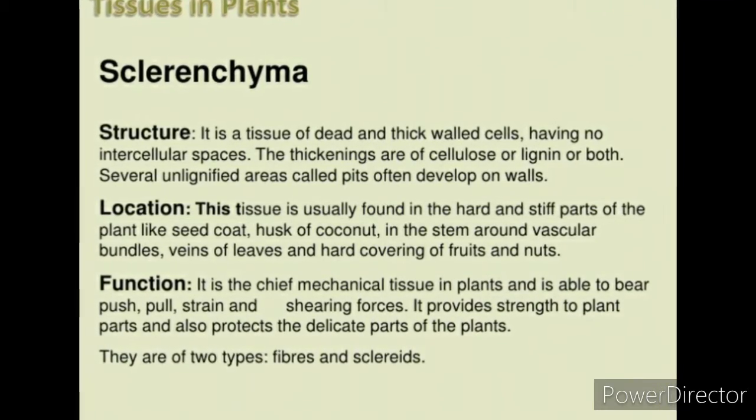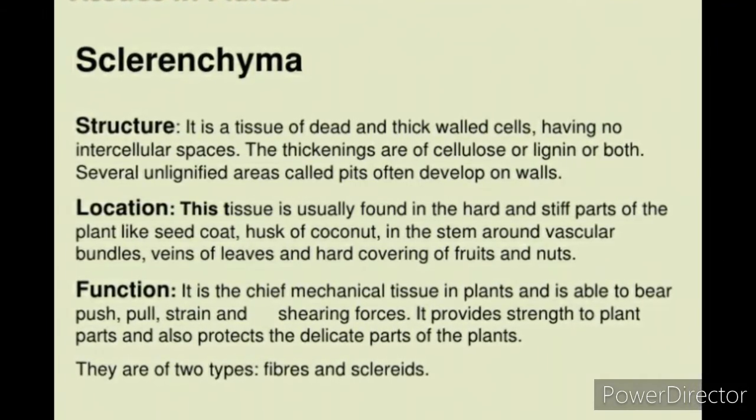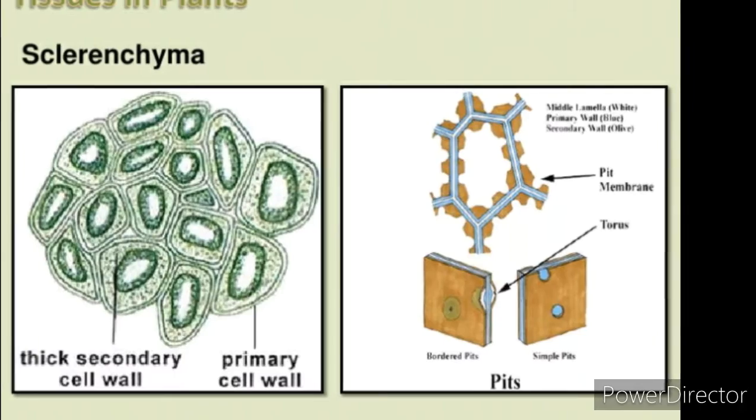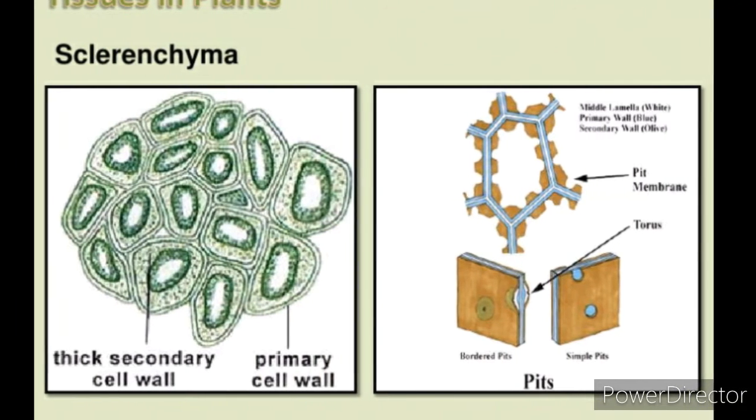Yet another type of permanent tissue is sclerenchyma. It is the tissue which makes the plants hard and stiff. We have seen the husk of a coconut. It is made up of sclerenchymatous tissue. The cells of this tissue are dead.